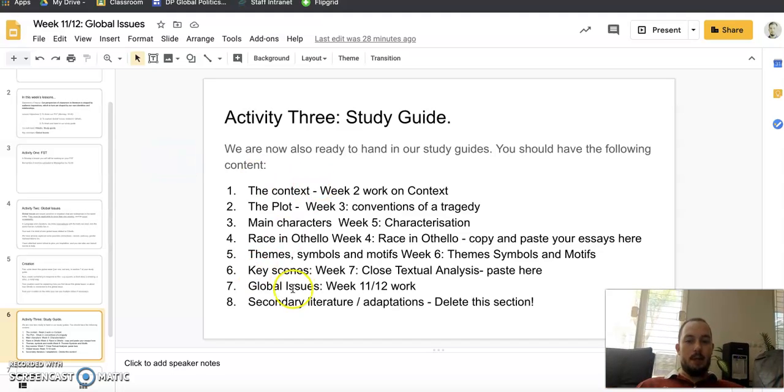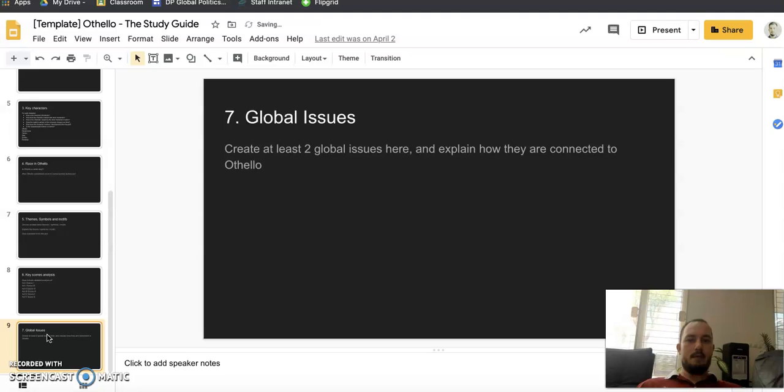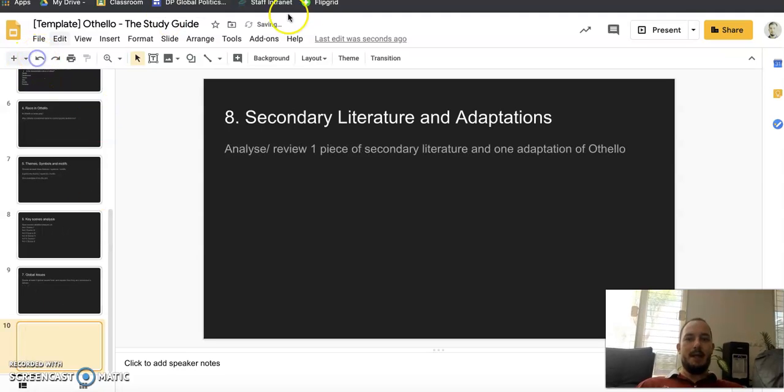Obviously, our global issues goes in section seven, and that's the work that we're doing this week. So again, that's where you paste your poem or your video or your drawing, whatever you want to do. Now you can delete section eight. We're not going to do section eight. Time constraints, I know some of you will be very disappointed. We're not going to do that, so just delete the slide. Just go to your template and just delete it. Okay?